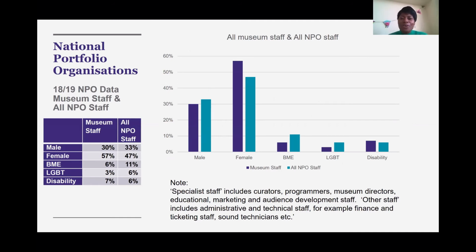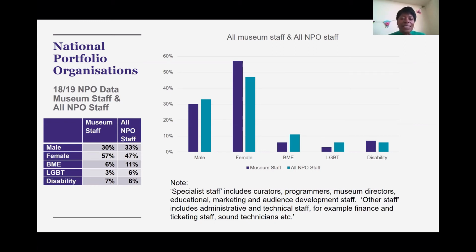I think you've just looked at some of these figures, but this was the data from our 18-19 diversity report on museum staff compared to all NPO staff. From this, we can see that museums have a higher female workforce than across the portfolio, around 10% higher than others in the portfolio. There's 5% less Black, Asian and ethnically diverse people in the workforce than across the whole portfolio. So that's 6% in museums compared to 11% across the portfolio.